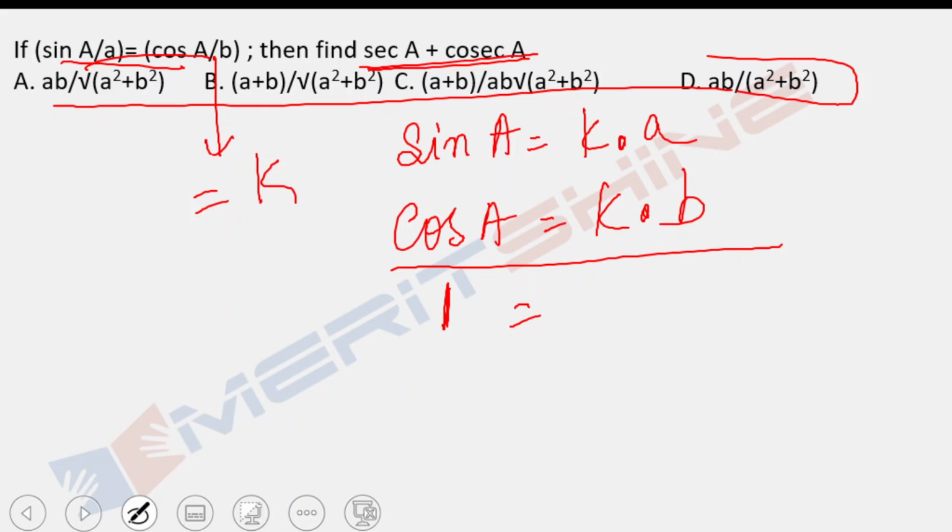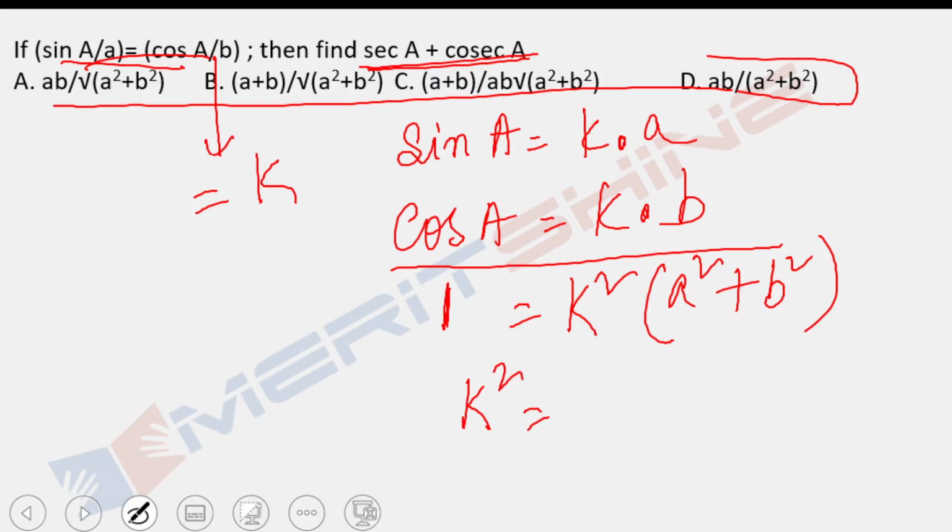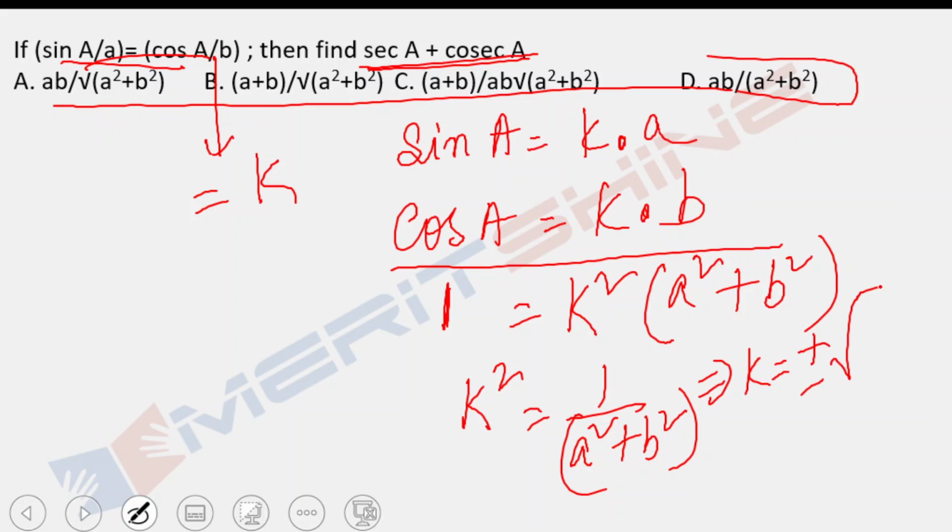So on the left hand side you will have 1, sin square A plus cos square A, and on the right hand side you will have k square into a square plus b square. So now you have the value of k square, which is 1 by a square plus b square. So basically k would be plus minus root over 1 by a square plus b square. We will see whether only the positive root would be applied or the negative root according to the options. But now we can directly write sec A as 1 by cos A and cosec A as 1 by sin A.